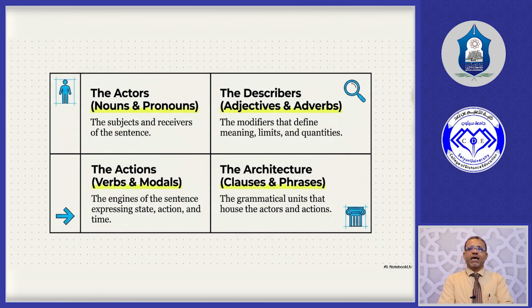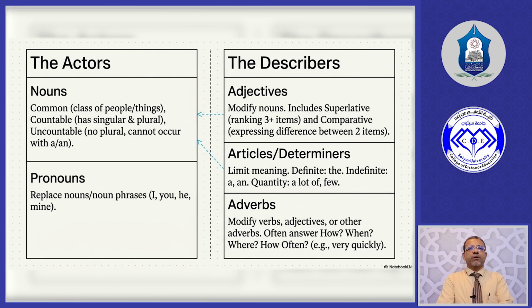The grammatical units that house the actors and actions. The actors, the nouns; let's now go in detail. Common: class of people, things. Countable has singular and plural. Uncountable has no plural and cannot occur with a or an. So the common noun is supposed to be a common class of people, things, anything. Abdul, Ali, class of people, teachers, writers, and so on. If they are countable, they have singular and plural, as I said. Uncountable nouns don't have a plural, so we don't use a or an with them.